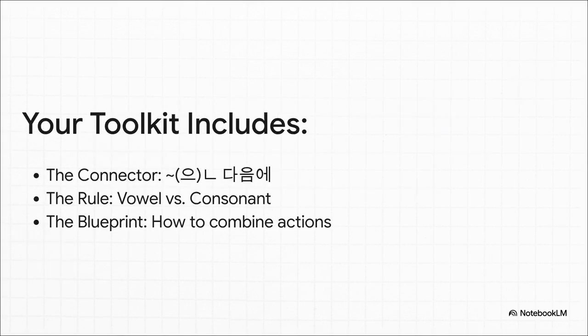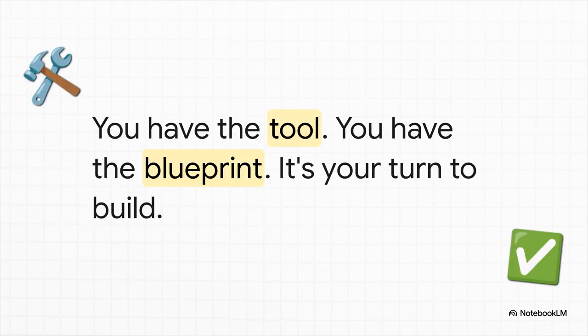So let's do a quick recap of what's in your toolkit now. You've got the connector, 은 다음에. You've got the crucial rule about vowels and consonants. And you have the blueprint for how to combine actions. You are, for real, a language architect now. We've laid it all out for you. You literally have the power now to take two totally separate ideas and connect them elegantly to talk about what you did or what you're going to do in Korean.